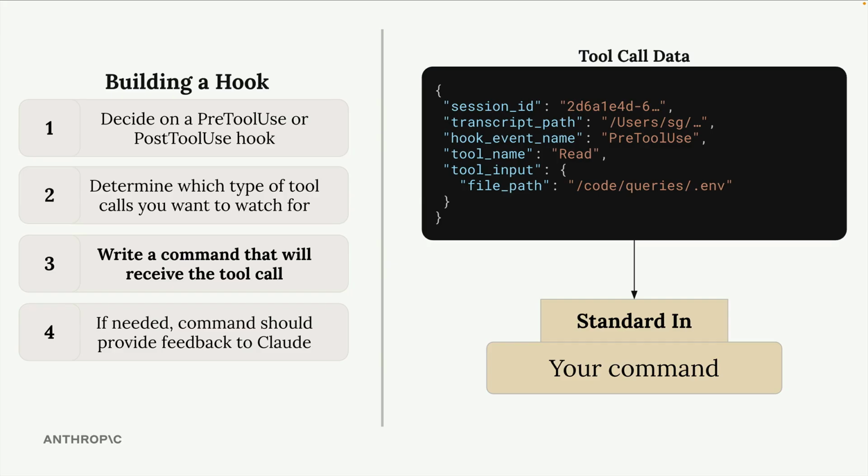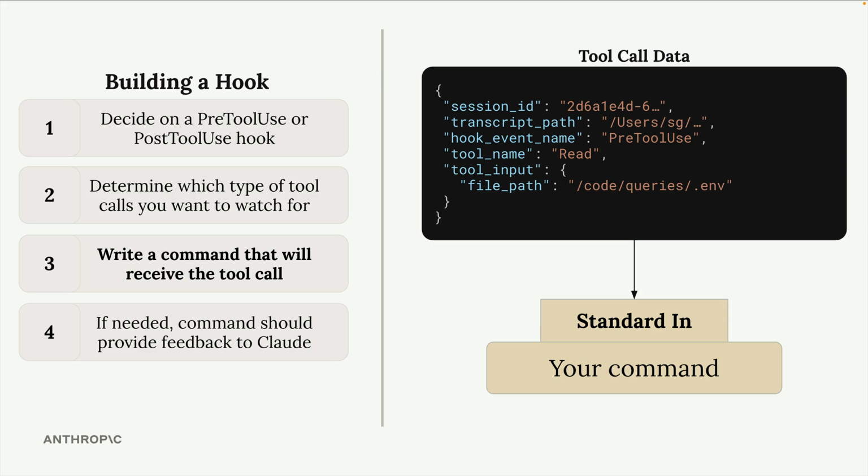Next up, we need to write out a command that is going to receive some information about the tool call that Claude wants to make. Here's how that part works. We're going to write out a command. Claude is going to automatically execute it. And then on standard in to that process, Claude is going to feed in some tool call data as JSON. I've got an example of some tool call data on the top right-hand side.